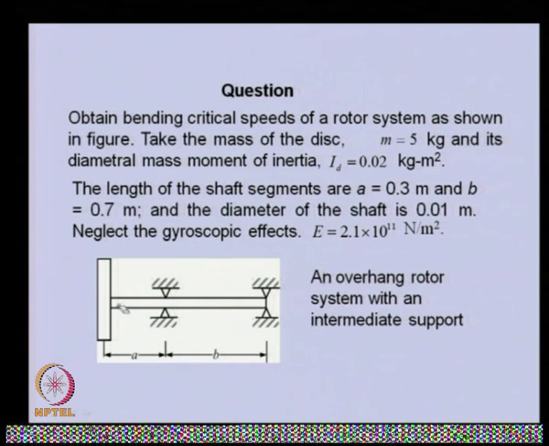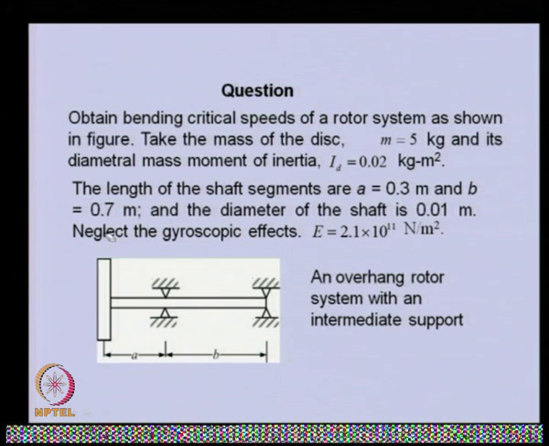So, the example is like this. We have a shaft which is massless, we have a disc at the overhang part of the shaft, and these are the pin support or simply support, and this is the intermediate support. Basically, we need to obtain the natural frequency or the critical speed of the rotor system. We have mass and diametral mass moment of inertia property of the disc. Various dimensions are given, like A is the length of this overhang part of the shaft, and B is this part of the shaft, and the diameter is uniform, 0.01 meter.